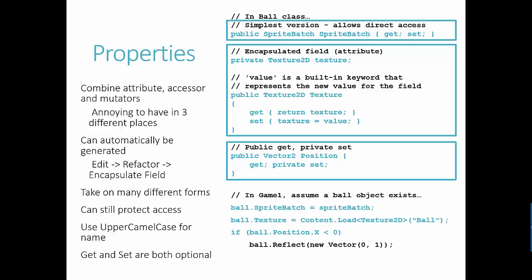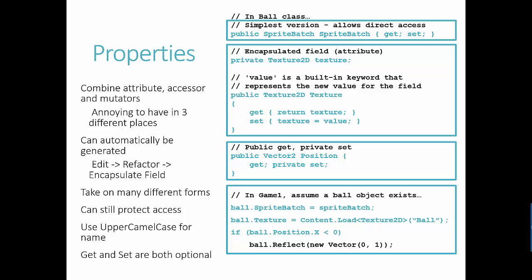Finally, we see a few examples from another class that uses these new properties. In this case, we might find these examples in the load content, update, or draw methods of Game 1. First, we set the ball's sprite batch to the Game 1 sprite batch. Next, we set the ball's texture to a loaded texture, and then we show how to test the ball's position against 0.